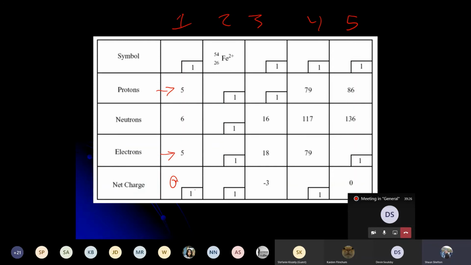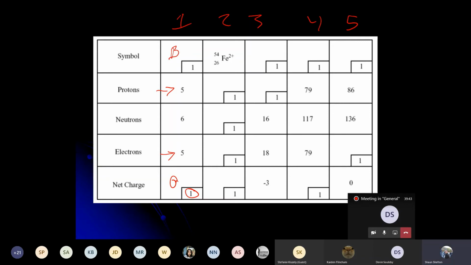So if you wrote 0, I would give you 1 point. And so now what we next do is take the protons and we figure out what element we're dealing with. So we're dealing with element 5, so that is boron. All right, so you have boron.